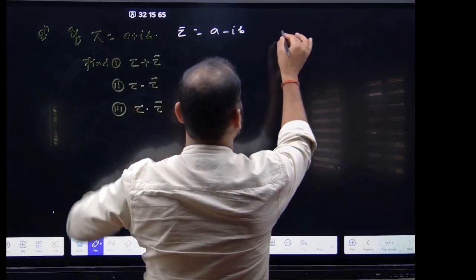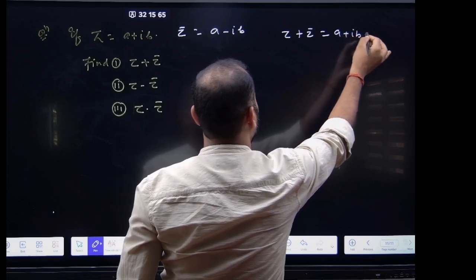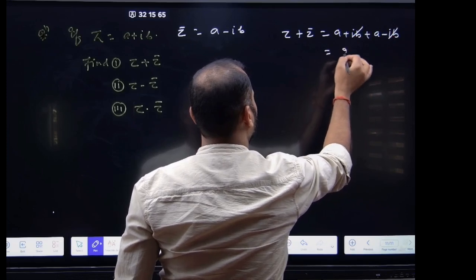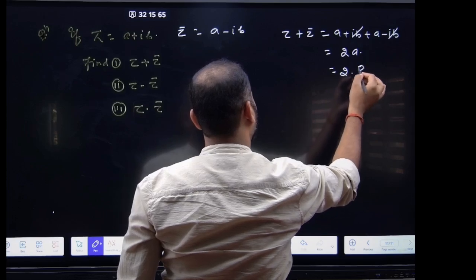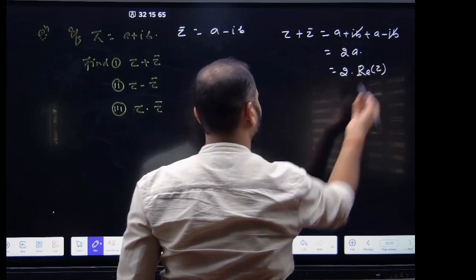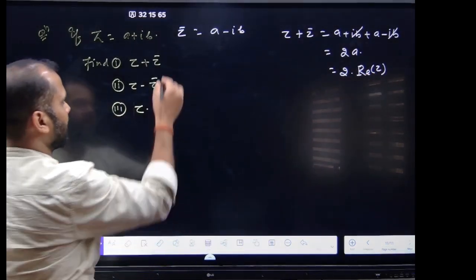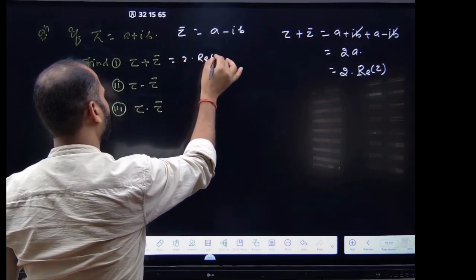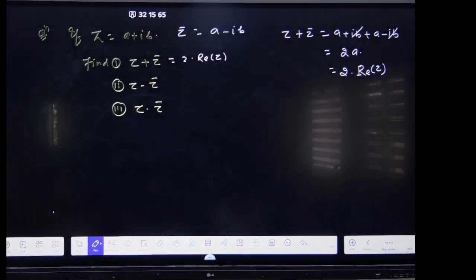So, if you add z plus z bar, z is a plus iota b plus a minus iota b. It gets cancelled, right? 2a it is. Or can I write 2 times the real part of z? Can I write like this? This is also valid, right? Yes or no? So, 2a you are getting. So, whenever you have to add, this is nothing but 2 times the real part of z. Correct? 2 times the real part of z.